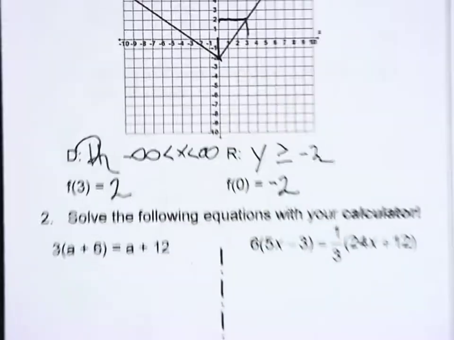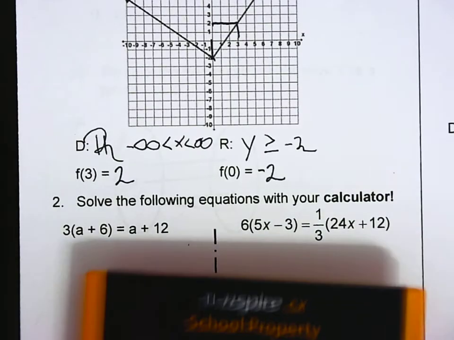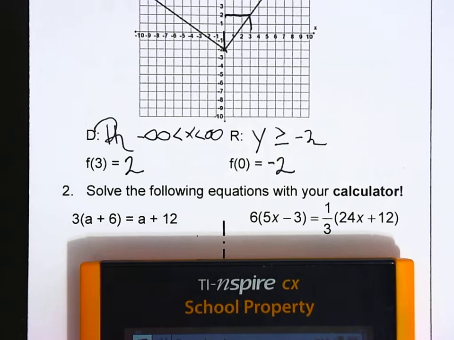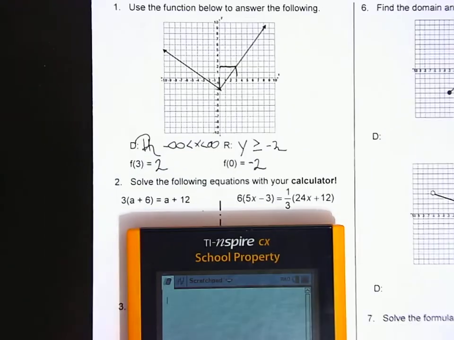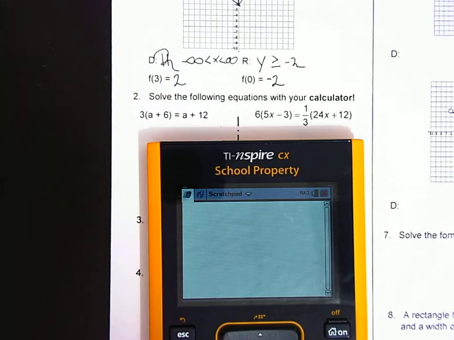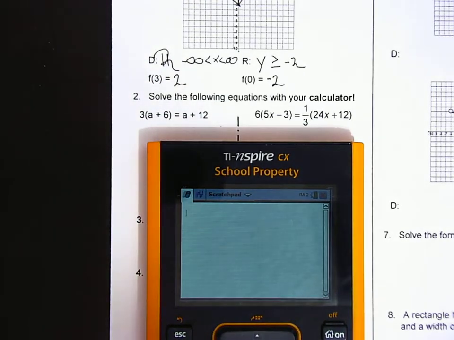Number 2 asks us to do some calculations. It asks us to use our calculator, so we're going to use nsolve. Let me back up here so you can see it a little better, and actually let me move my laptop a little bit. There we go. So we're going to go ahead and use nsolve for both of these.